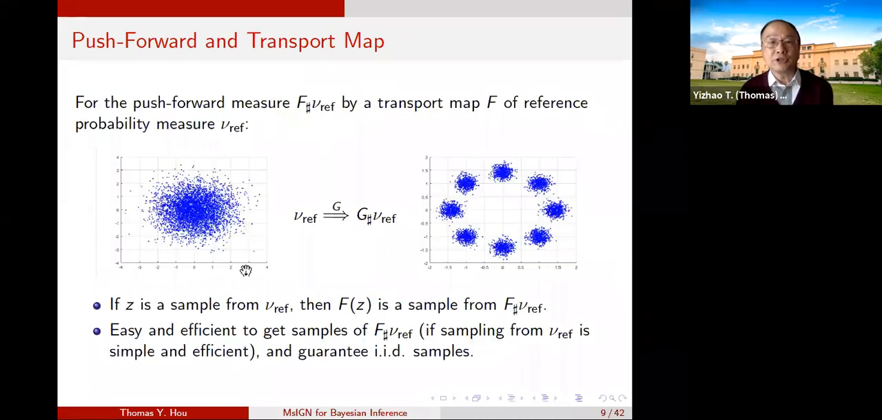So this is a further illustration. Suppose in the reference measure, it is a Gaussian measure, which is very easy to generate samples from. And then you construct a transport map, capital F here, and then you map into a much more complicated target distribution that has multiple modes, multiple clusters, right? Once you have that, it's very easy to generate samples because generating a Gaussian sample is very cheap. It costs nothing. And once you train the map, you get the target distribution almost for free, and you are guaranteed IID samples. You don't need to worry about the correlation among the different samples.